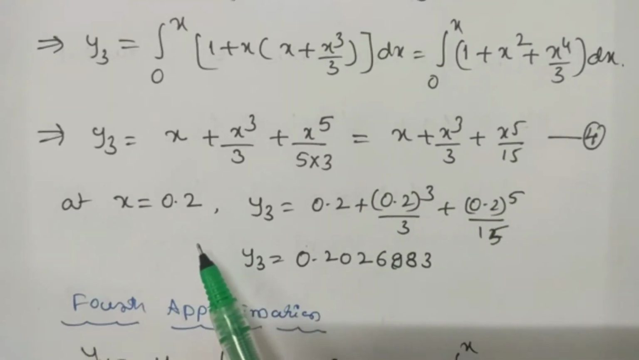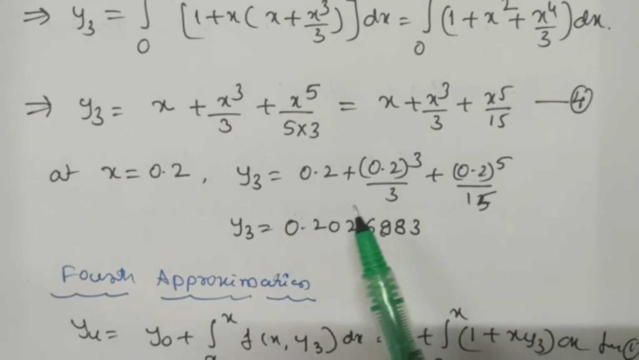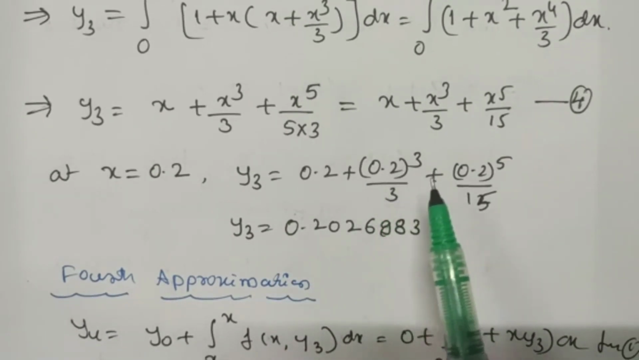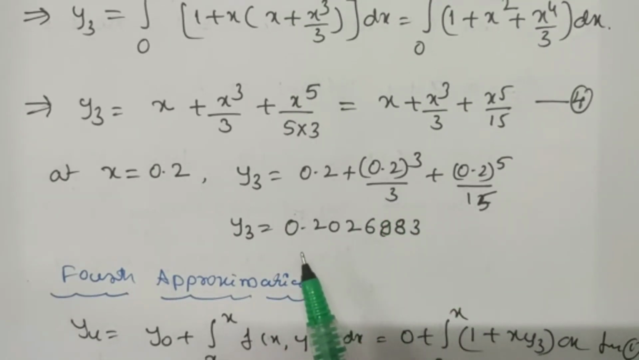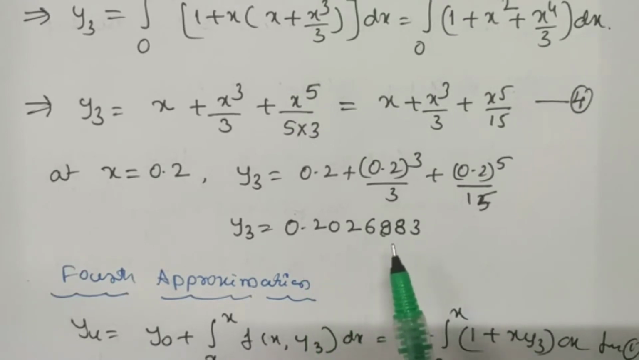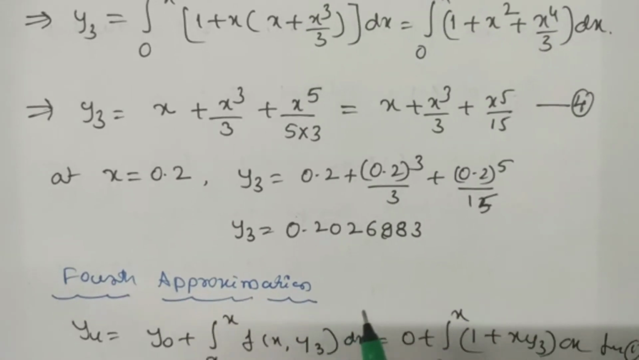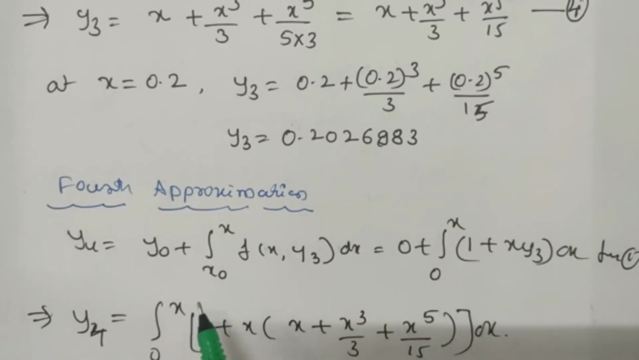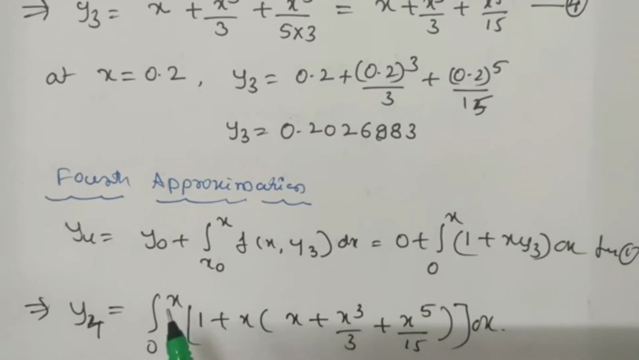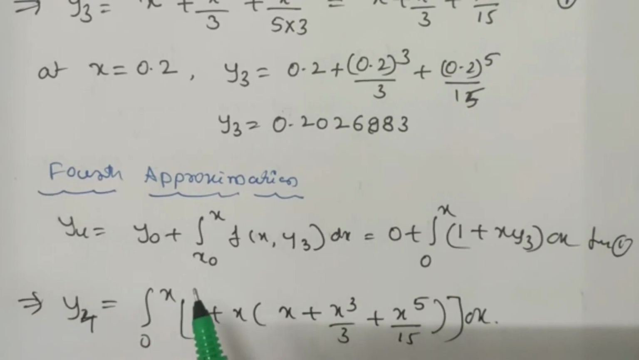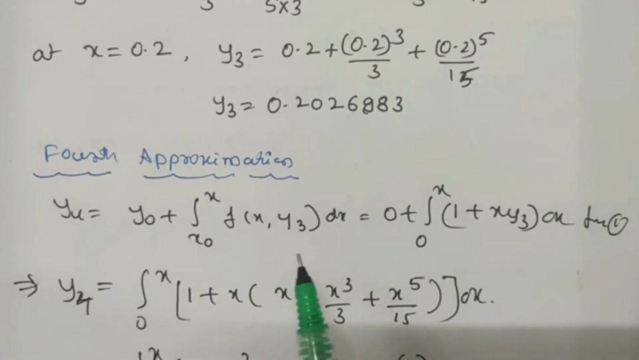At the point x equal to 0.2, we have y3 is equal to, substitute x equal to 0.2 in this. After simplification you will get 0.2026883. Since y2 and y3 are not exactly the same, we can go for one more approximation. Let us take the fourth approximation. So we have y4 equal to y naught plus the integration from x naught to x of f of x y3 dx.